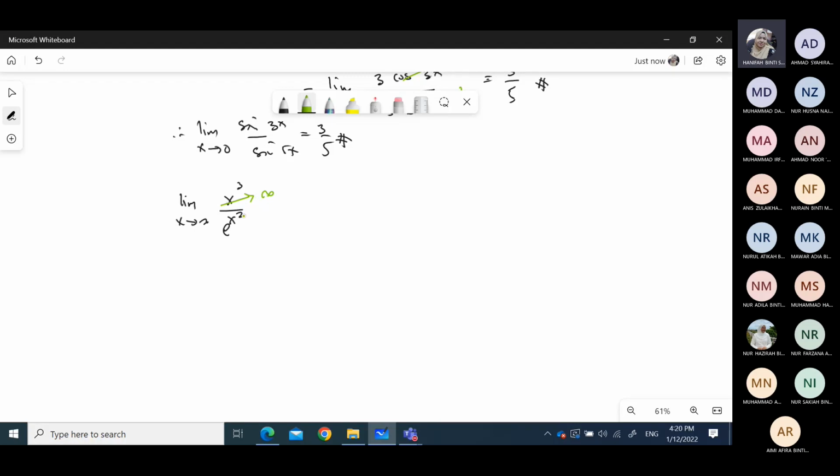So next, limit x approach to infinity for exponent x squared. Then we will have exponent infinity. So exponent infinity is infinity also. Okay. So now we have this indeterminate form, type apa tu? Infinity over infinity. Okay. So next we need to apply L'Hopital's rule.